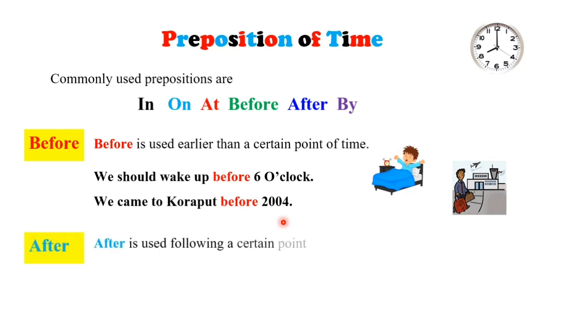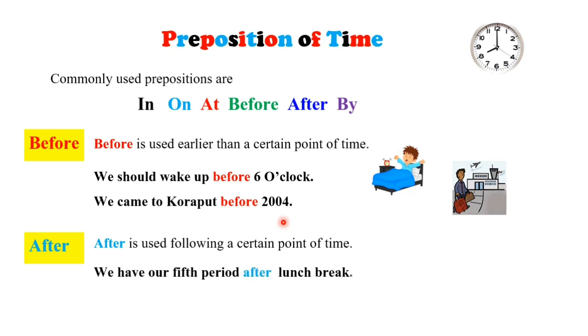Then after is just the opposite of before. After is used following a certain point of time. Suppose you take 6 o'clock. If something happens at 7 o'clock, then you can use after. If something happens at 6:30, we can use after. Suppose you take the year 2004. If you reached here after 2004, it means in the year 2005 or 2006, like this.